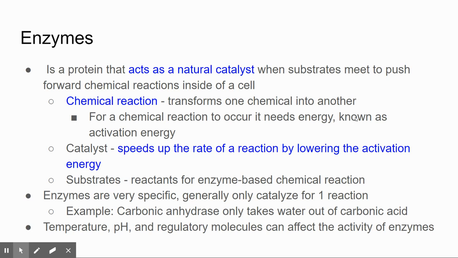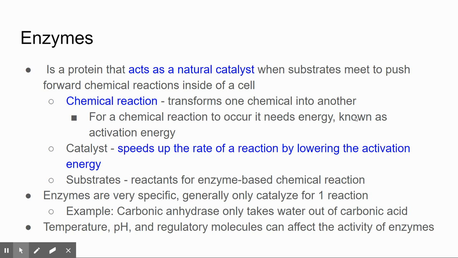So enzymes are very specific, and they generally only catalyze one reaction. So for example, the enzyme carbonic anhydrase only takes water out of carbonic acid. So if we think about what the name carbonic anhydrase even means, carbonic referring to the carbonic acid, an means without, hydra means water, ase is our ending for our enzymes. So carbonic anhydrase basically means carbonic acid without water. Okay? So enzymes are very important for the body.